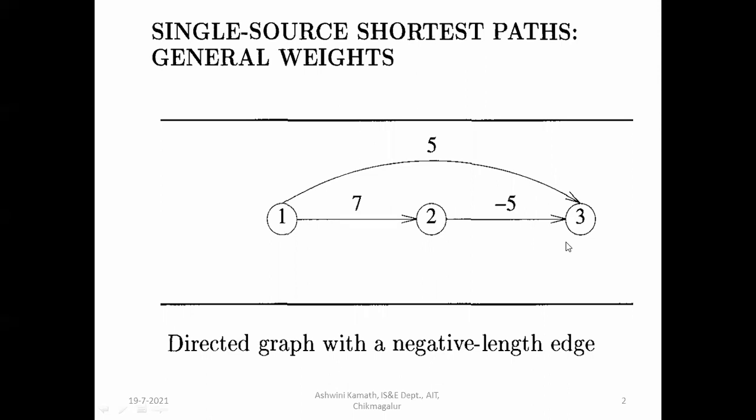The direct path, or direct edge, whatever we have, will be 5. So 2 is less than 5, right? So obviously, what happens here? It will consider the lesser cost path. So it will consider 1 to 2 and 2 to 3. So that is the concept.